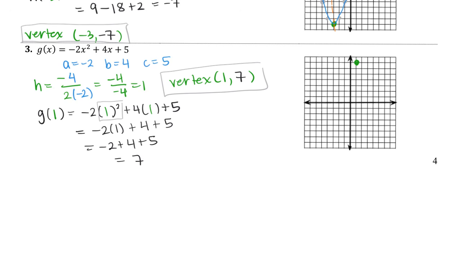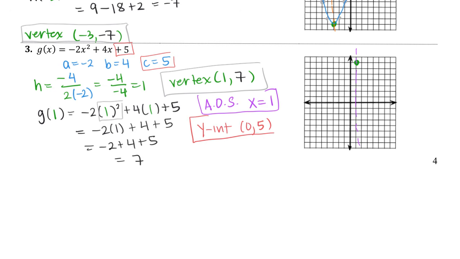Okay. What else? Axis of symmetry. Let's draw it in. Vertical, x equals 1, because this is a 1 right here. Okay, what else? Y-intercept. Y-intercept is the C value, which is 5, or this value. And I write it as an ordered pair because it is a point. Okay, 0, 5. 1, 2, 3, 4, 5 is up here.